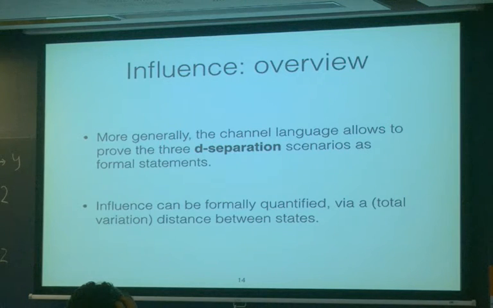Another thing you can do, you can move from this setting to the category of metric spaces, and equip our states with a notion of distance, which is there to quantify the influence that states may have on each other. With these metrics, you can, for instance, do a further analysis about d-separation and say the influence was bigger than 0, it gets reduced to 0, and so on. So you have a quantitative setting that is enabled by the categorical semantics to talk about influence.